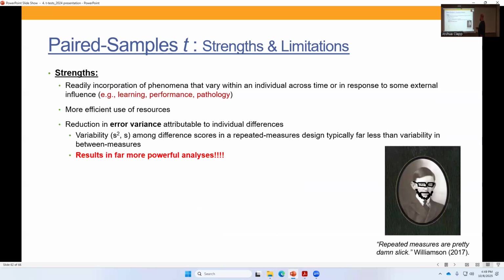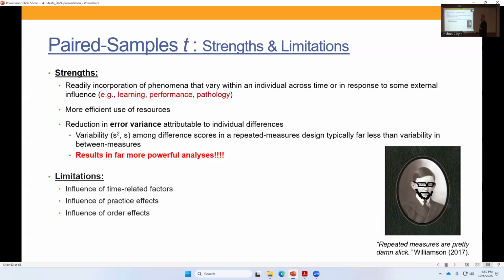Want to finish up here with just talking about strengths and limitations of your paired sample t-test. Okay. Strengths, again, going to be included. It's a nice approach for measuring types of things that we're often interested in behavioral sciences. And it's more efficient with resources. It results in more powerful tests, right? Which is all excellent.